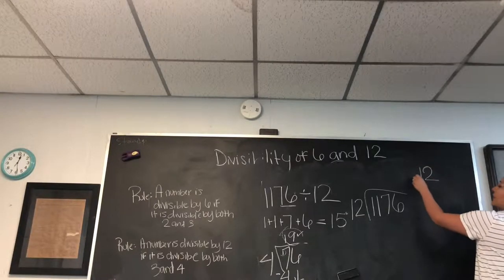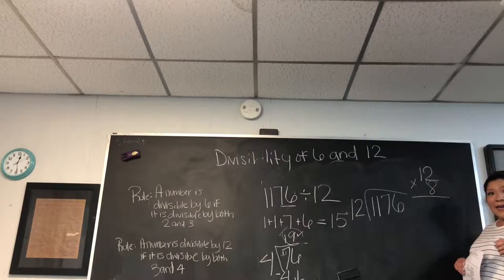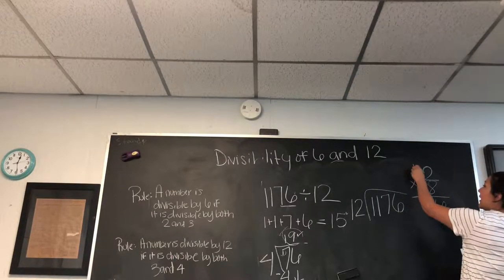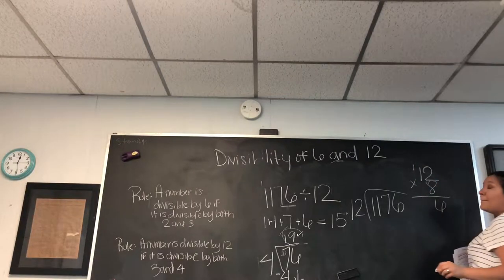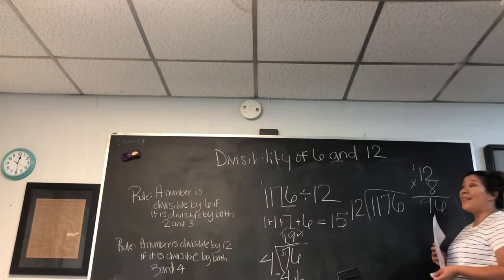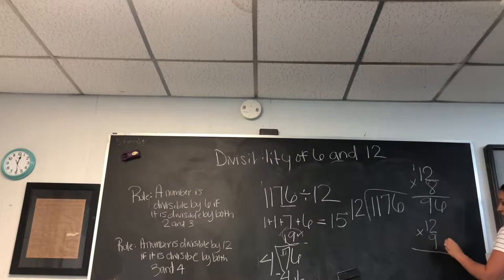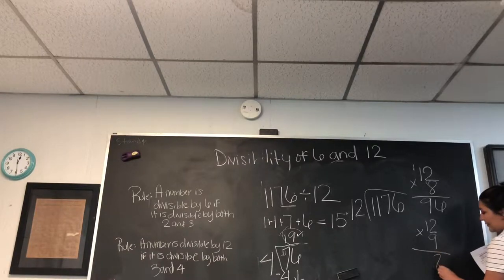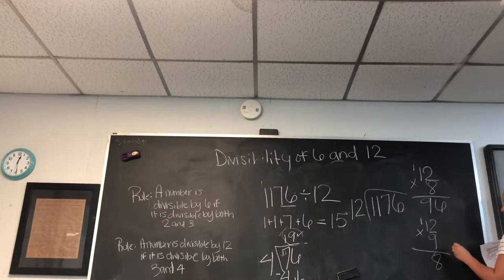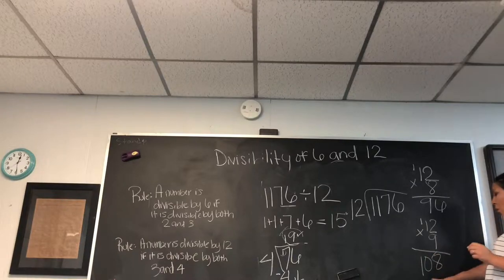So 12 times, let's say 8. Okay, 2 times 8 is 16. 8 times 1 is 8, plus 1 is 9, so 96. So are we there? No, we can keep going. 12 times, let's try 9. 9 times 2 is 18. 9 times 1 is 9, plus 1 is 10. 108.